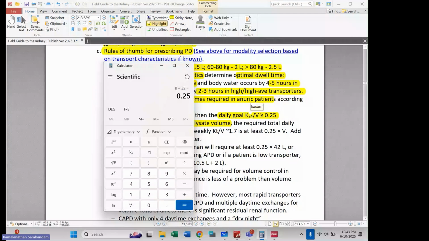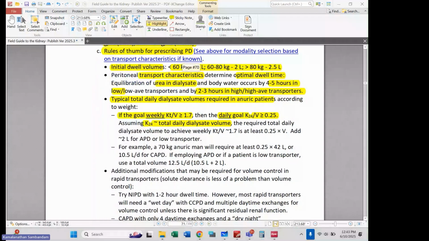Questions about that? So, napkin math, PD prescription. Yeah, so there we go.